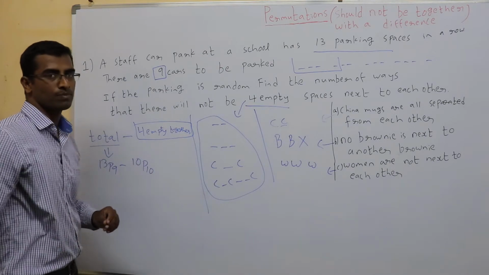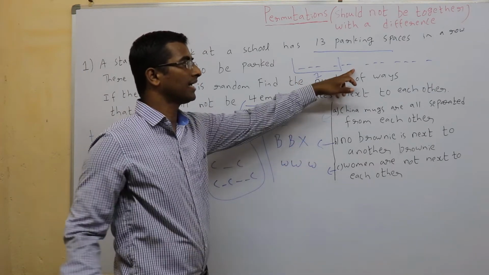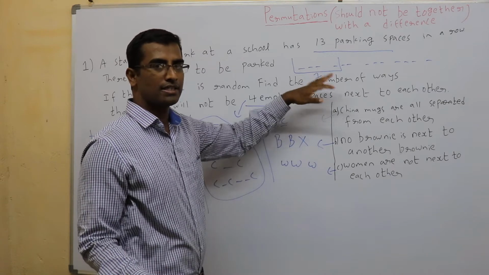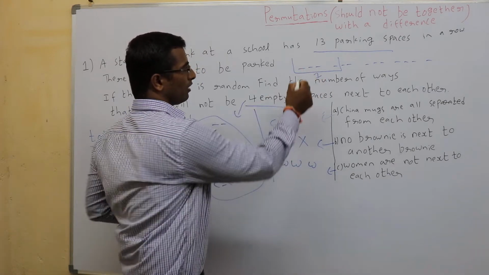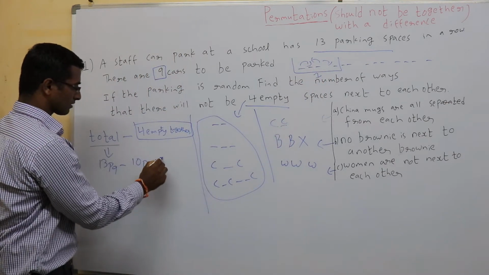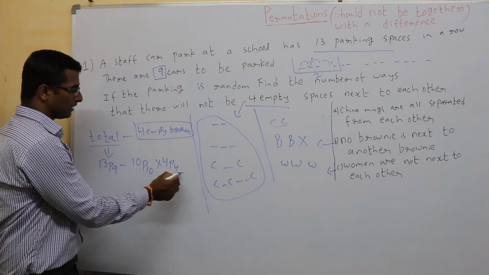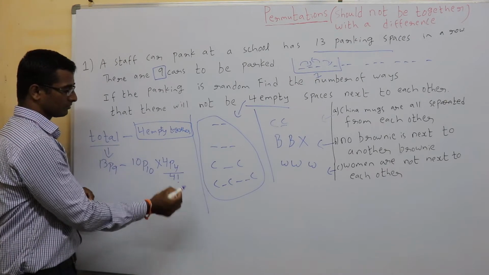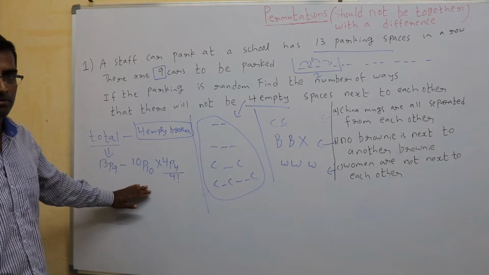10 ways. And now inside this block, did you understand? 9 cars and 1 block, 10. These 10 can shuffle in 10 ways. Now inside the block, these empty spaces can also shuffle in 4 ways, since they all are same, divided by 4 factorial. Okay. This is the answer.